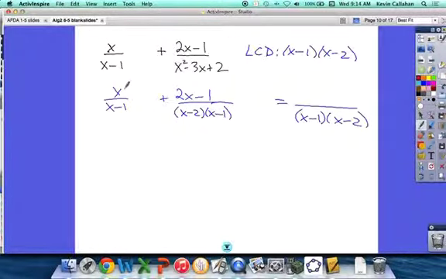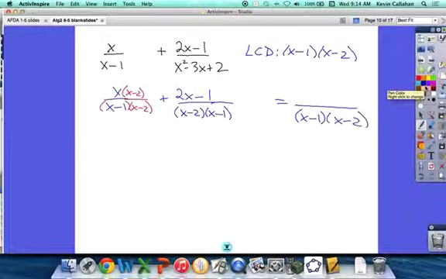So this we've got to multiply by x minus 2 over x minus 2. All right, do we need to multiply the second fraction by anything? No, it already has the common denominator, right? So we're done with that.